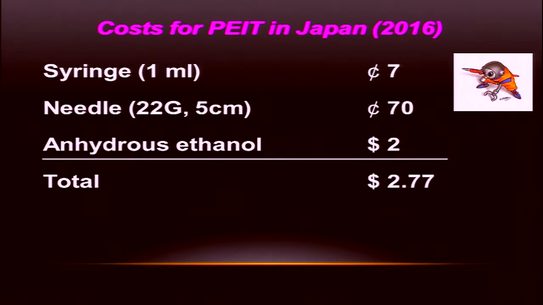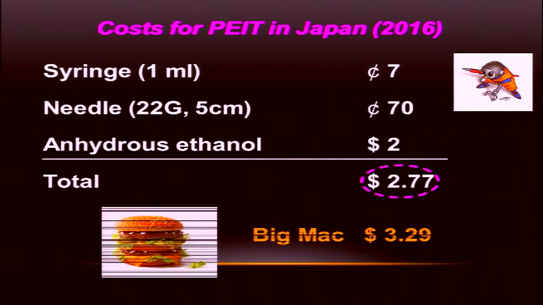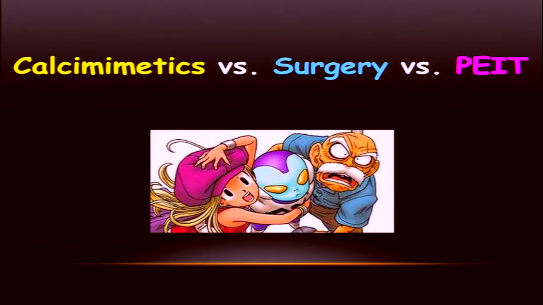Next slide, please. And the cost for PEIT is incredible. Suppose you already have a machine and devices. It costs, click please, $277, which is cheaper than a Big Mac, for one PEIT. I compared these 3 methods by cost. Next one, please.